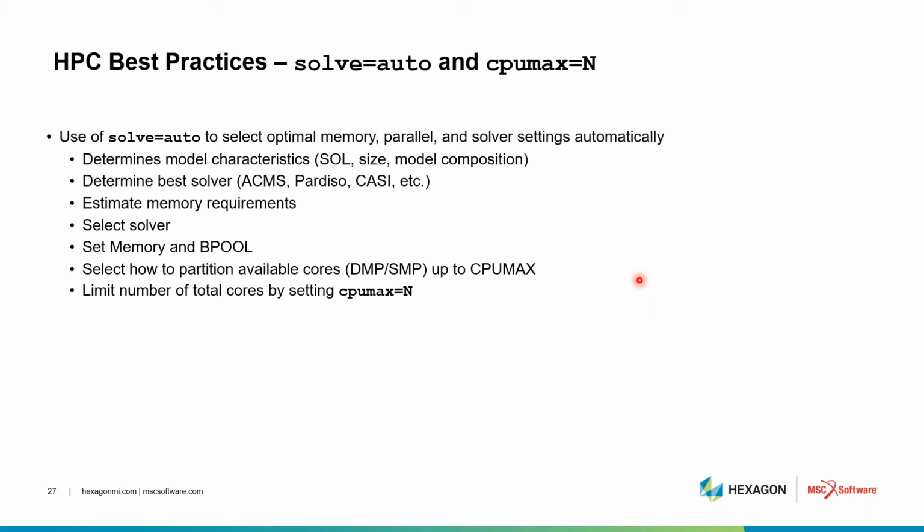It estimates the memory requirements as well. It selects the solver and then sets the memory and depot value automatically. And then it selects how to partition available cores, DMP and SMP, up to the CPU max value. The limit on the total number of cores is set by CPU max equals n. So this is something that is very good for all Nastran users. If you're running large models, this could be very, very useful.